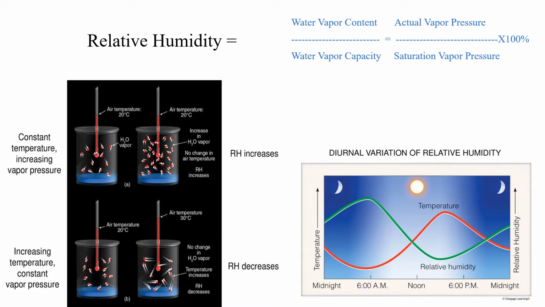So if you look over here, diurnal variation of relative humidity, you have the red line and you have the blue line. The blue line is telling you the relative humidity and the red line is telling you the temperature, which means that is the standard day. No additional atmospheric moisture is being added to the atmosphere, and no water vapor content is being taken away from the atmosphere.